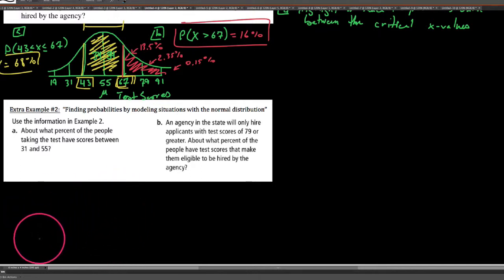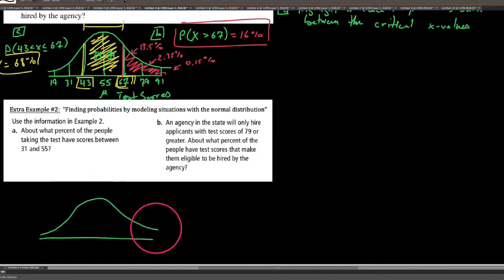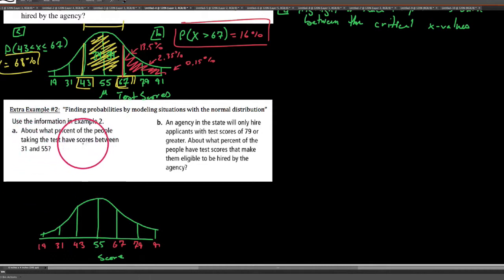I'm going to re-sketch my curve here. We'll redraw my bell here, and we should really redraw this every time. It's just that I was being lazy here. We say our average score is 55, so going 3 standard deviations above the mean and 3 standard deviations below the mean, we saw these scores: 19, 31, 43. Up here we had 67, 79, and 91.